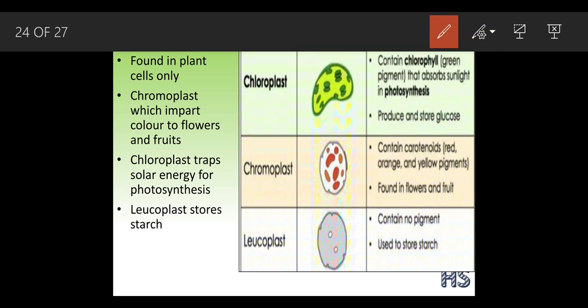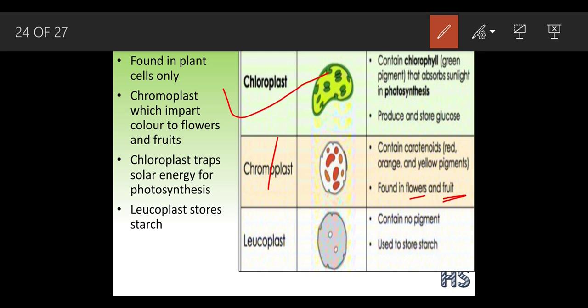Now we are going to talk about the chromoplast. What is the function of this chromoplast? This chromoplast contains carotenes, that is red and orange color, and yellow color pigments. These pigments help to give color to the petals of the flowers, and this chromoplast gives colors to the fruit also. The leaf is always green in color, but if you look at the flowers and the fruits, they are of different colors.